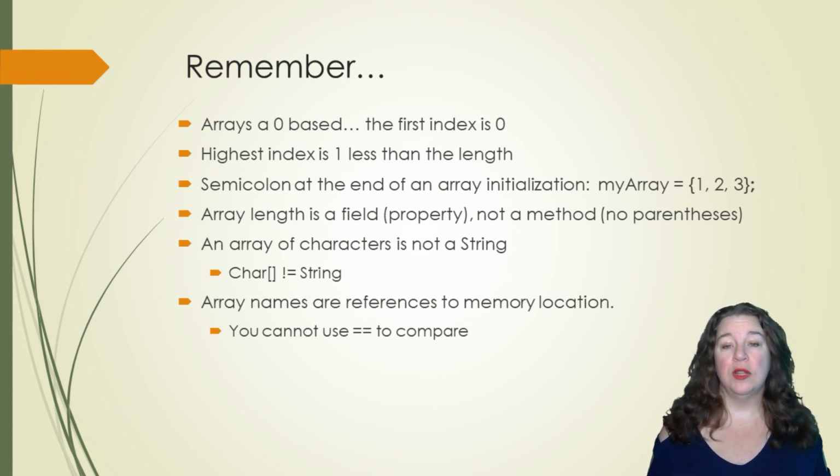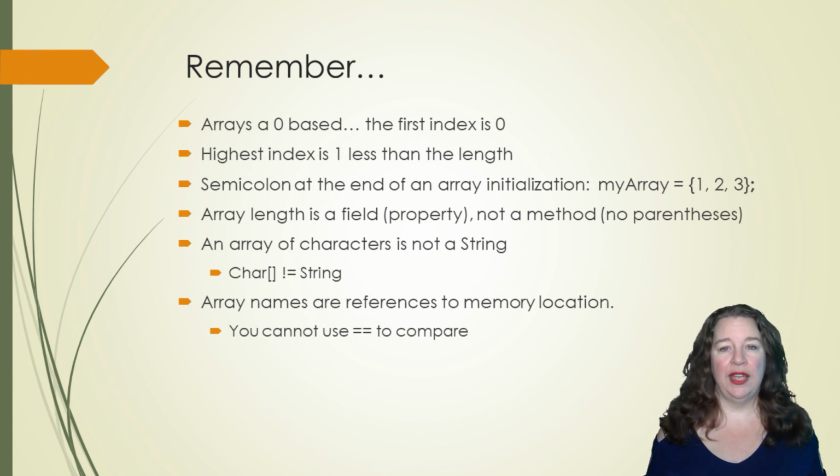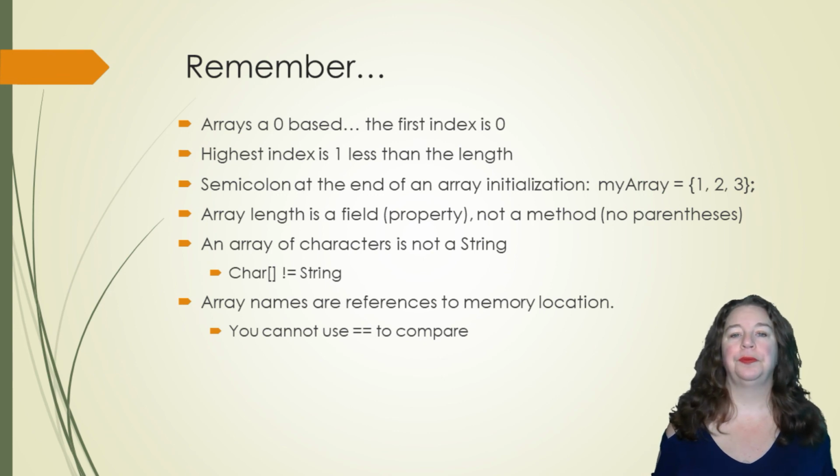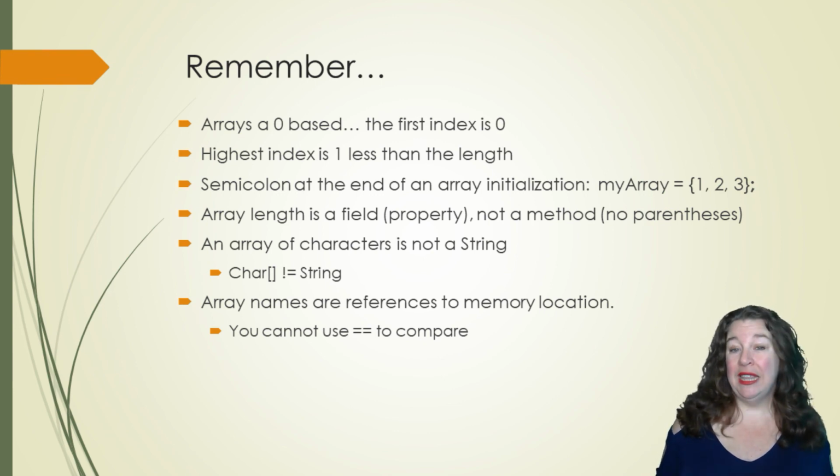You always put a semicolon at the end of an array initialization, even if you are using those curly braces. Normally we don't put semicolons after curly braces, but in this situation we do, because the curly braces are containing the array and therefore they're necessary. The array length is a field, not a method, so you don't have to use parentheses for length.